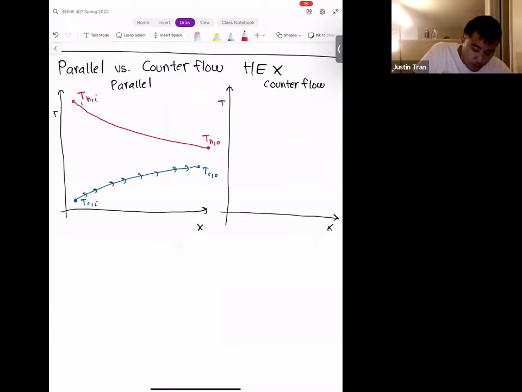And so remember, for parallel flow, both fluids are going in the same direction. And so here we assume that's going to be left to right. All right, so let's do the counterflow heat exchanger. We just saw this, but let me go ahead and draw it again.